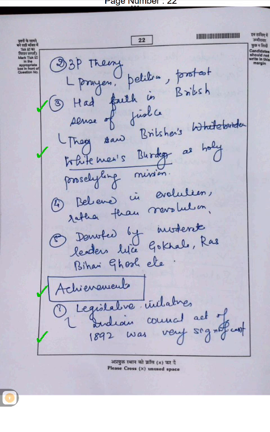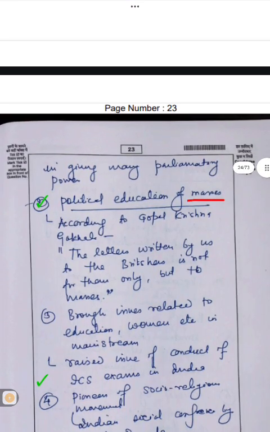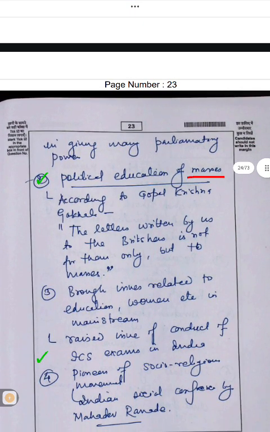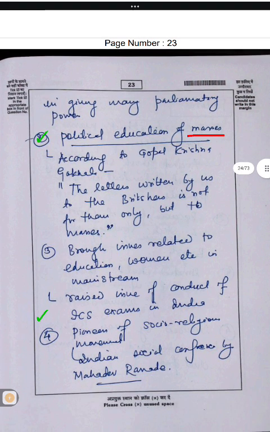The Indian Councils Act of 1892 was very significant, giving many parliamentary powers. Political education of the masses. According to Gopal Krishna Gokhale, the letters written by us to the Britishers are not for them only but for the masses. Issues related to education, women, etc. came into the mainstream. They raised the issue of conducting the ICS exam in India.